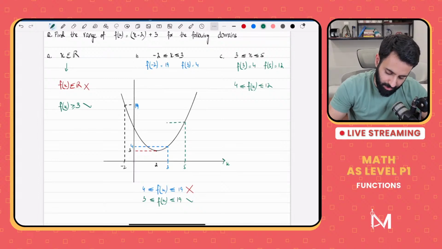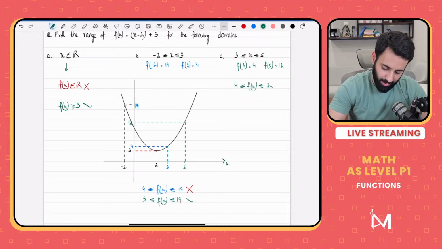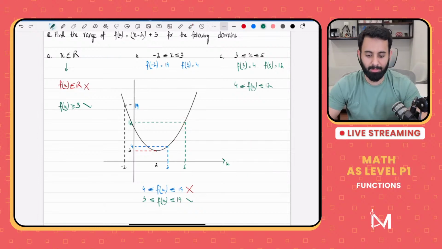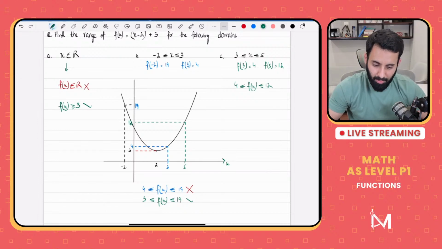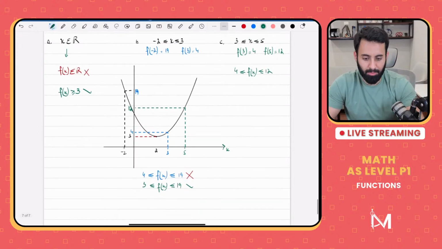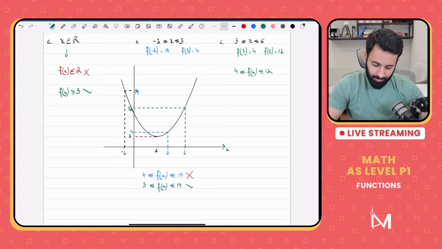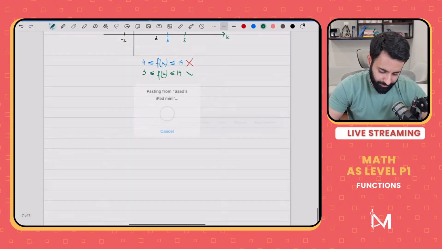That is because if you're only looking at this part of the curve from 3 to 5, then it kind of becomes a one-to-one function. So here are some important notes that I'm going to walk you guys through, and then we're going to do some past paper questions.